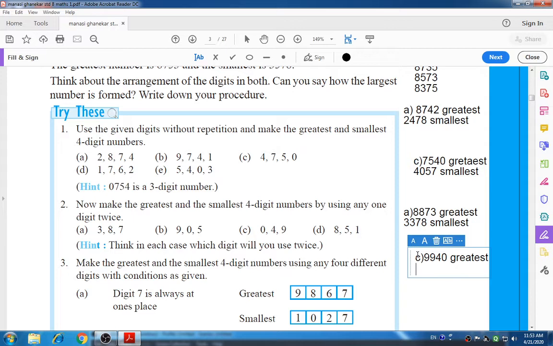And which one is the smallest? I cannot use 0 to start the numbers. Already we have studied it. After 0, that 4 is the smallest digit, so I have to use 4 2 times. But look at here, in the given digits there is a 0. So I can use that 0 now, then 4 2 times, and then 9, which is the smallest.